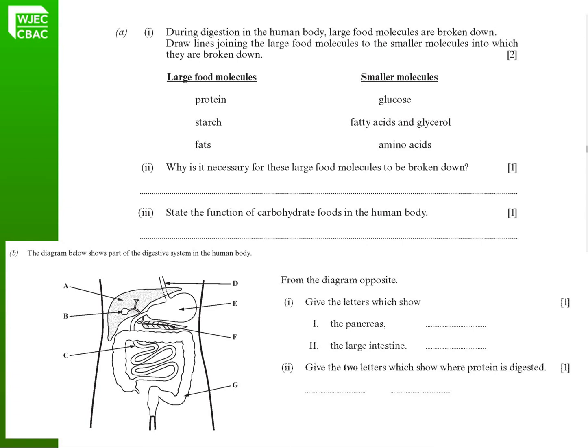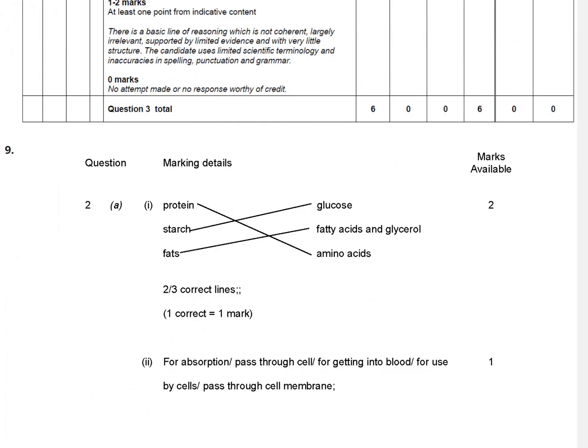Okay, so if we have a look at the answer for question 9, during digestion in the human body, large food molecules are broken down. Draw lines joining the large food molecules to the smaller molecules into which they are broken down. So protein is broken down into amino acids, starch is broken down into glucose, and fats are broken down into fatty acids and glycerol. Why is it necessary for these large food molecules to be broken down? So if we look at the mark scheme, they'll accept for absorption, so they can pass through the cell, for getting into the blood, or for use by cells, or to pass through cell membrane. But your best answer there really is so that they can be absorbed through the wall of the small intestine.